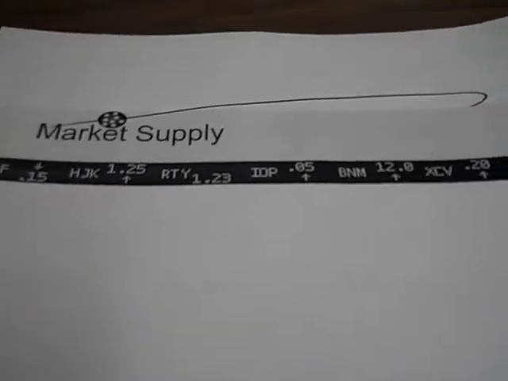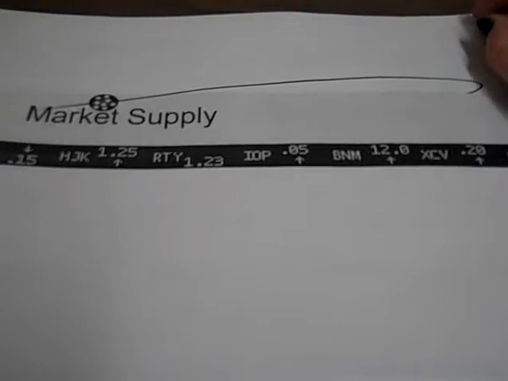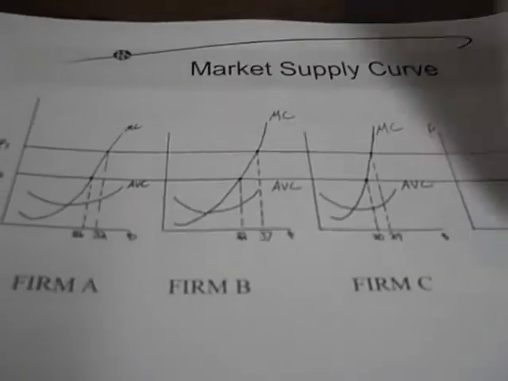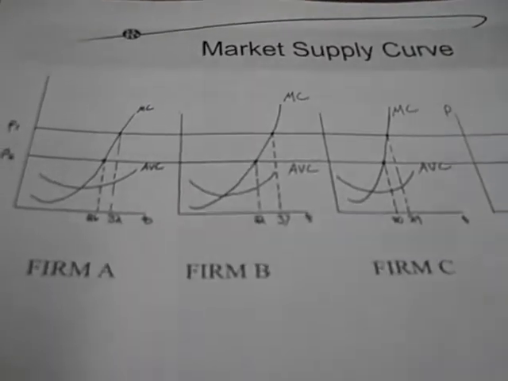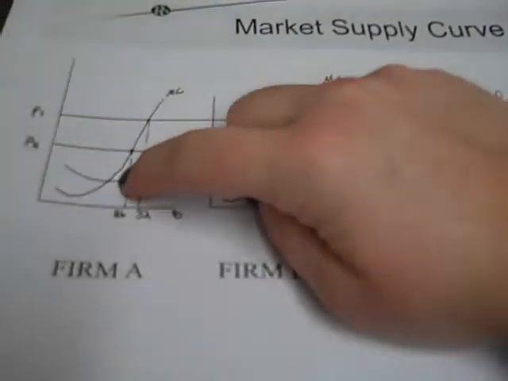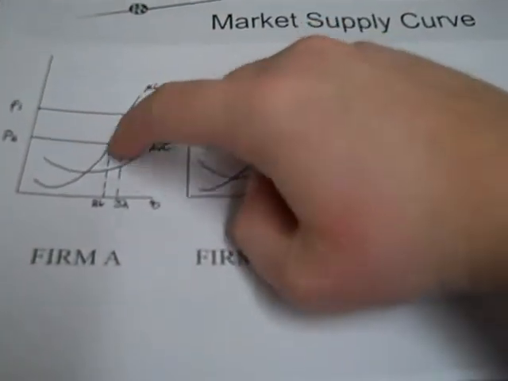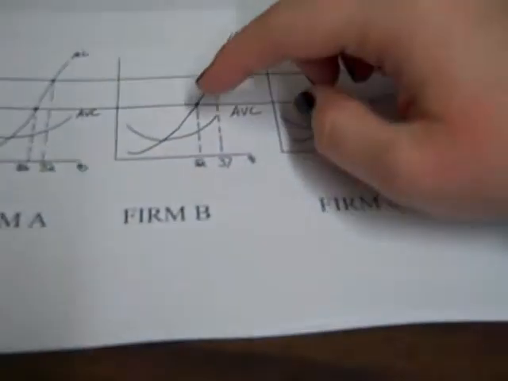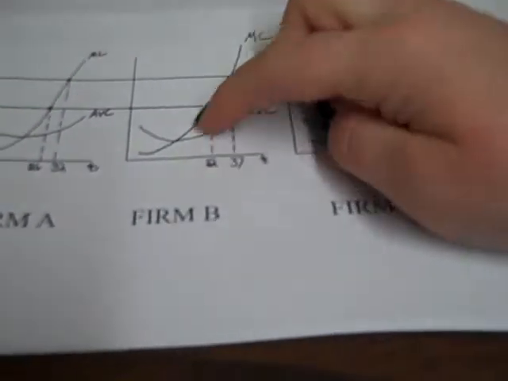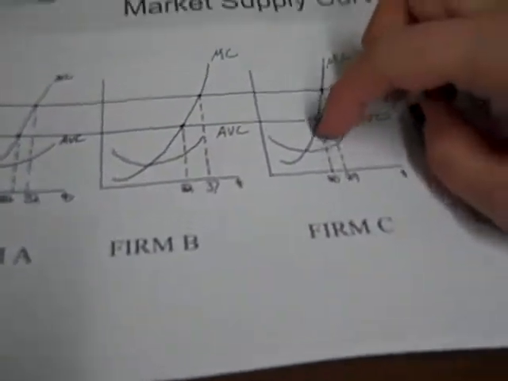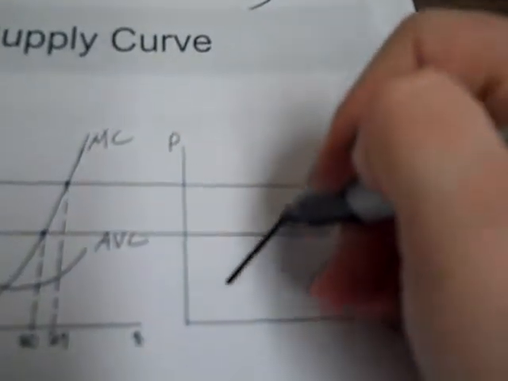Chapter 8 moves us into working with the market supply curve. So now that we have discovered that the market supply curve comes from our marginal cost curve above where the average variable cost is, we would calculate this for every firm and then end up with a supply curve that's going to look like this.